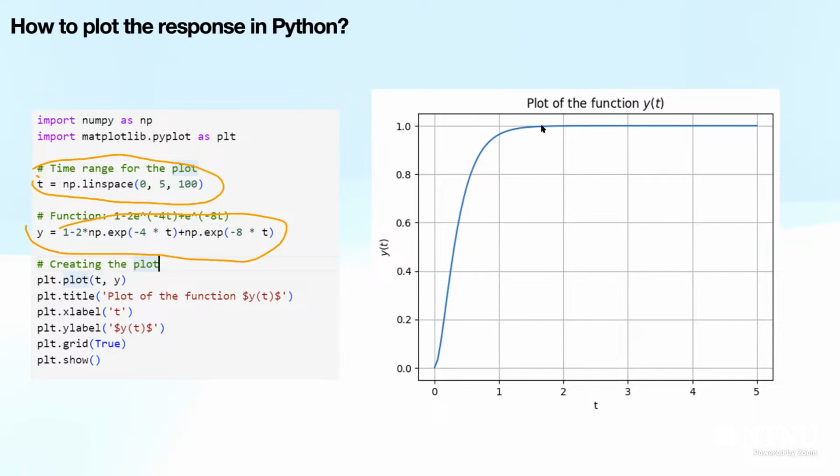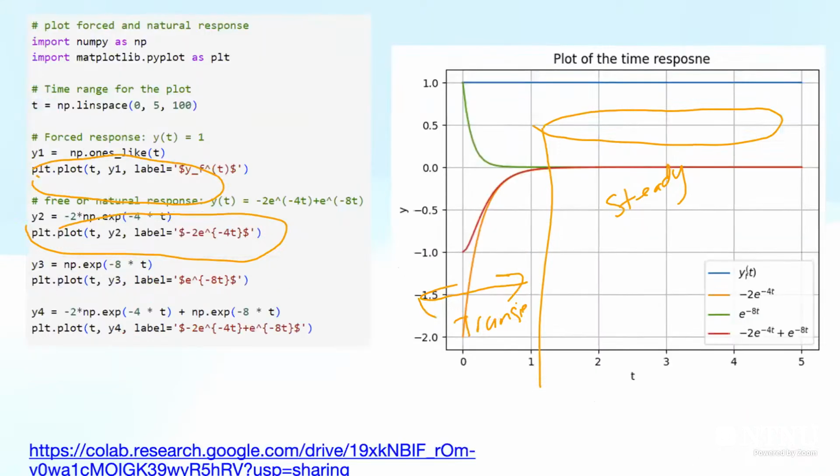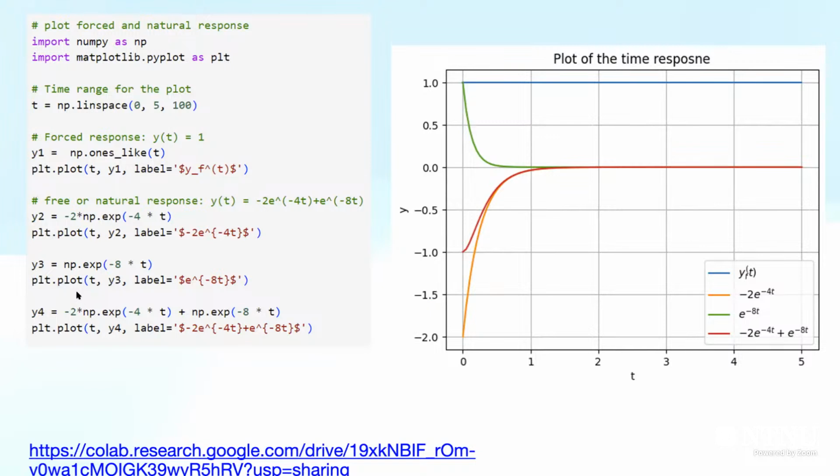And as you can see here, the response will consist of one part. We call it transient response. And the other part will be steady state. And as you can see here, steady state equals 0. Also, if you want to plot different components, different elements of the equation, you can just divide it and try to plot each part.